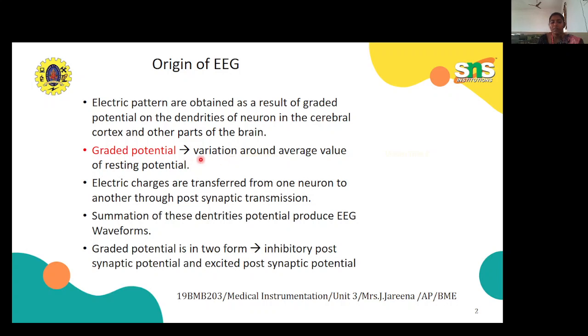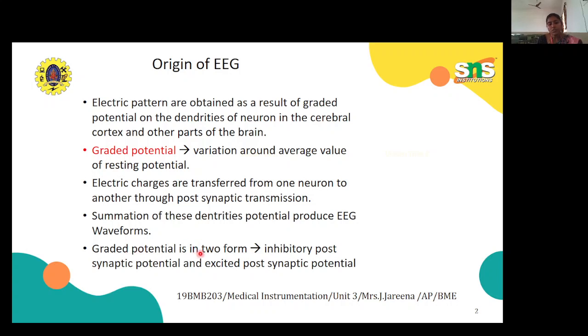If you take ECG, we can easily tap the signal from a particular cell of any muscle. But in EEG, it is very difficult for us to measure the action potential of particular neurons. So we can only measure the graded potential, which is an average of action potentials. Whenever we speak about EEG, we can measure only the graded potential, not like ECG.